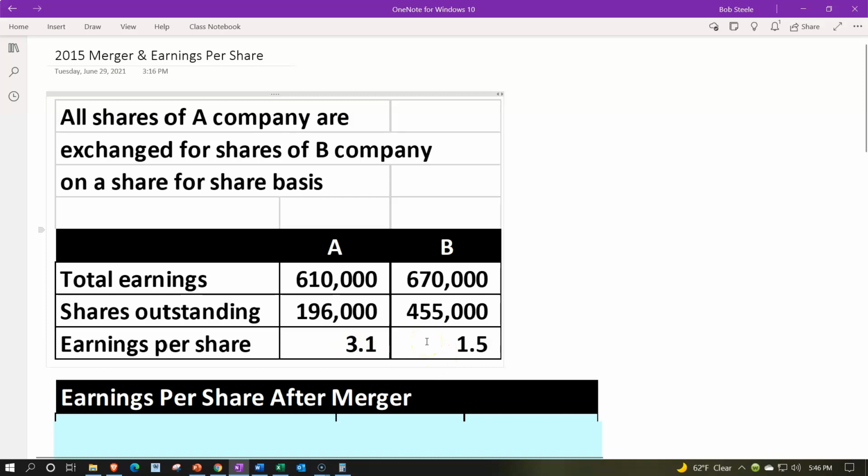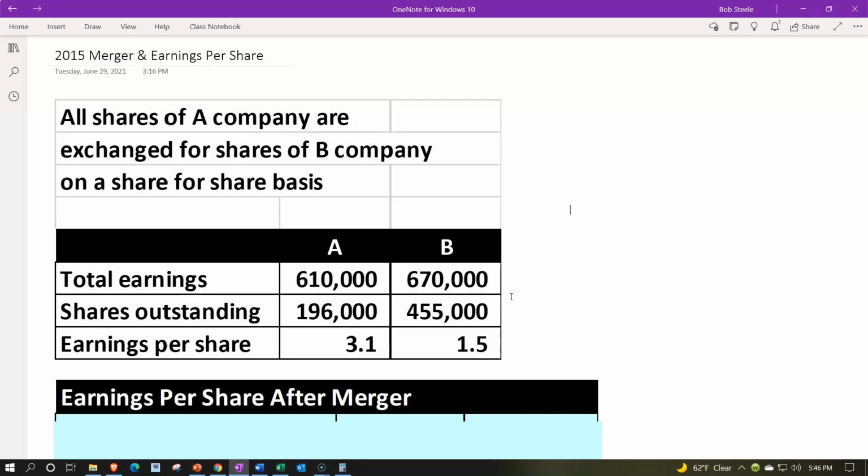Now, we're going to imagine that A is going to be giving all the shares outstanding, the 196,000 shares, giving complete control to B, but B is going to be generating and distributing new shares on a one-for-one basis. So they're going to be creating 196,000 shares, issuing them in compensation for the shares they're getting from A. That means A basically will be owned by B at that point in time.